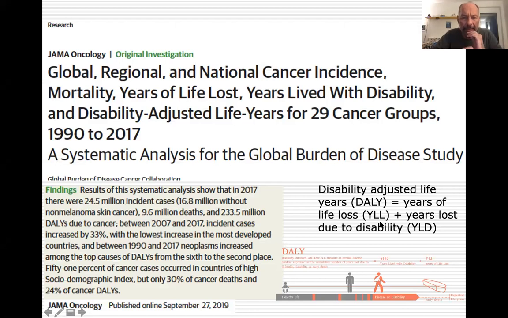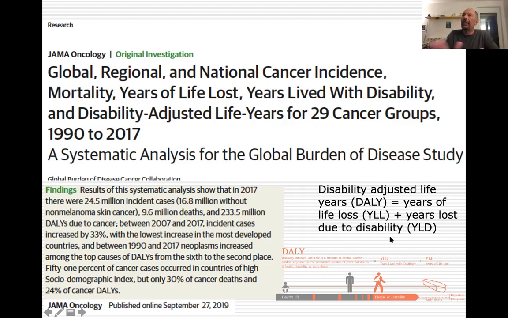This is a recent paper describing the international situation in terms of mortality, years of life lost, years lived with disability, and disability adjusted life years, the so-called DALY, for different cancer groups. The DALY is the years of life lost, so how many years are lost, plus the years lost due to disability, the so-called YLD.